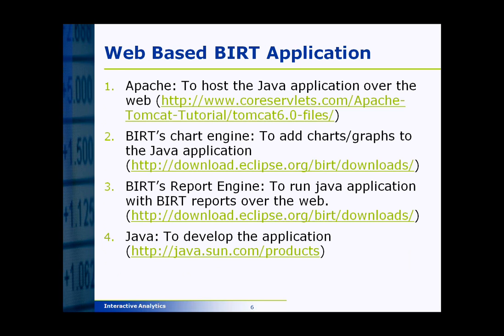Okay. Now, if you do want to develop a web-based BIRT application or use the BIRT report tool, you do need to download Apache to act as a web server. If you do want to add charts to your report, then download the BIRT engine. That's also available on the Eclipse website. You do need to have the BIRT report engine in order to display the BIRT report on the web. So that's how you can find it on the Eclipse website. And if you want to integrate it with a Java application, you will need the java.sun.com.